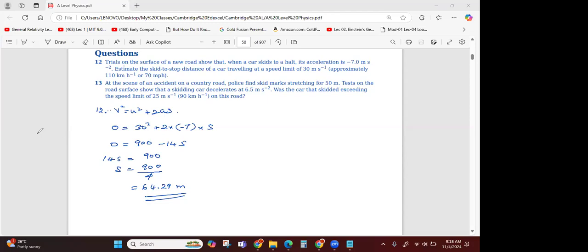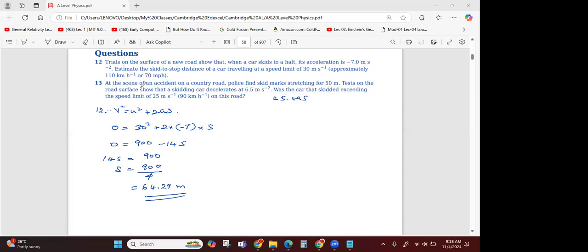The answer is 25.495. So it's almost exactly 25 meters per second, right? If you round it up, what is the answer? 25.495. So it's almost exactly 25, right? Okay, let's check. 25.5. Yeah.